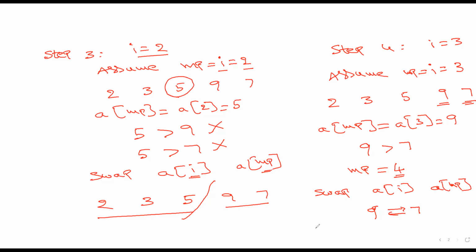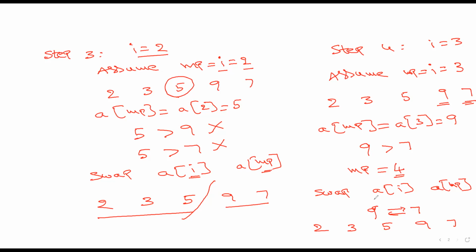Okay, after swapping these two, what you will get? Output: 2, 3, 5, 9, 7. So now what we have taken? We have taken an array A whose size is 5. Some 5 elements we have taken. We sorted that particular array by using selection sort.